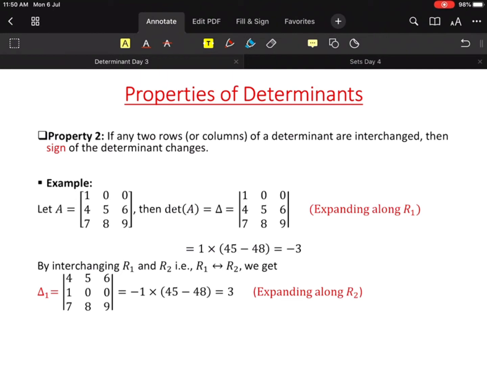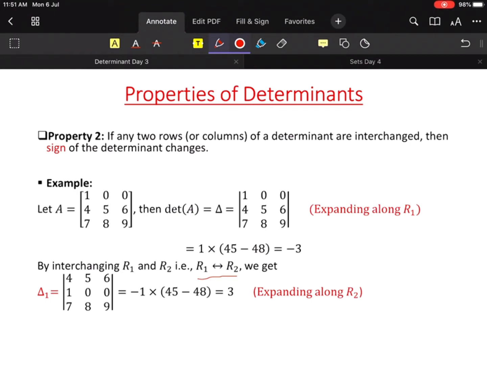Now if I interchange any two rows or columns, what I am doing is interchanging row 1 and row 2. This is the sign of interchanging. Actually, we have already discussed it in the matrix chapter. So this is R1 interchange R2. So what do we get? If I interchange row 1 and row 2, this is row 2 and this is row 1. Now row 1 gets in the position of row 2 and row 2 gets in the position of row 1.